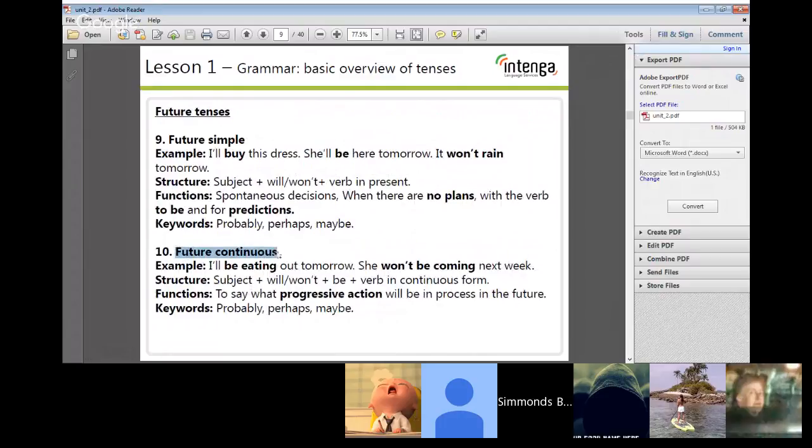All right, here it is. Future continuous: I'll be eating out tomorrow. We use this to say what progressive action will be in process in the future. So when I say exactly in this moment next week, I will be doing this. That's what they're trying to talk about here.